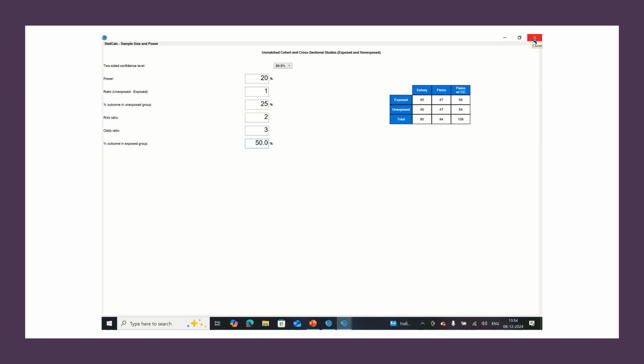I hope you have understood this method of computing sample size for studies where you are comparing two types of treatment. One group has treatment A, the other group has treatment B.